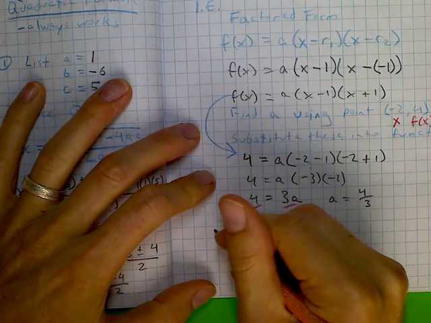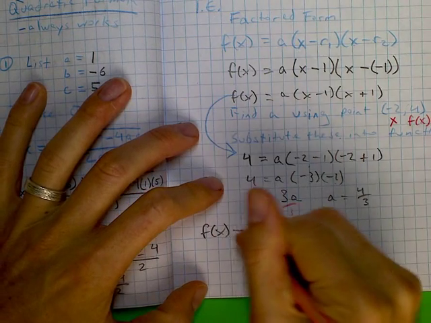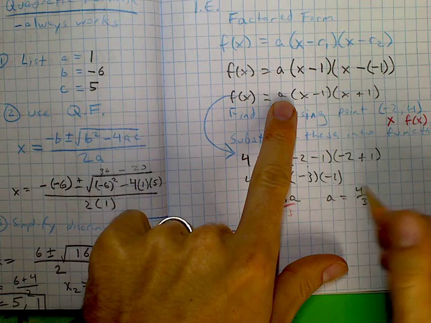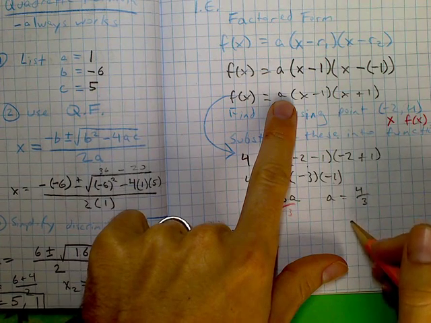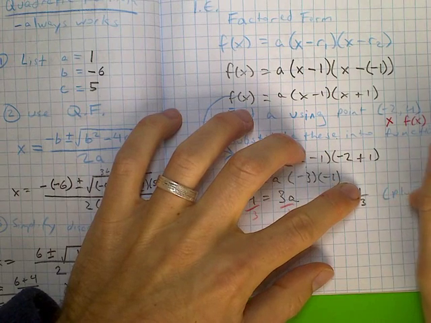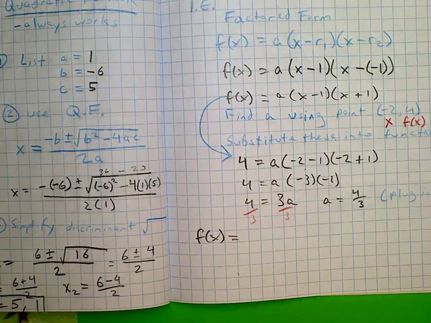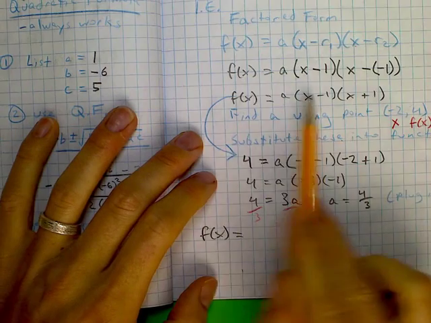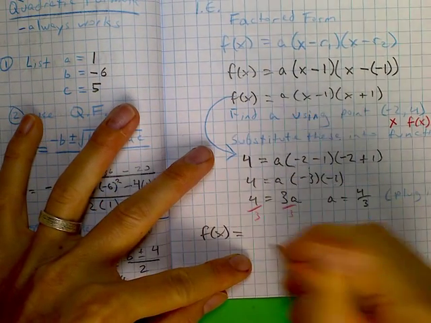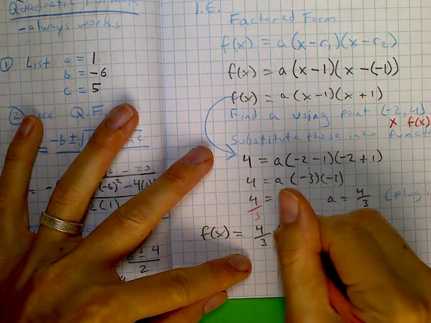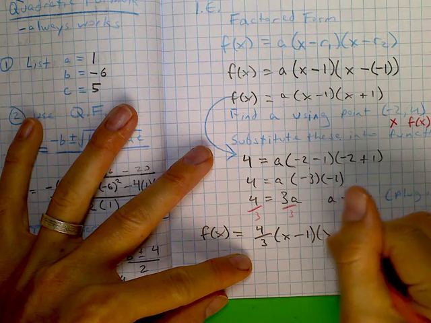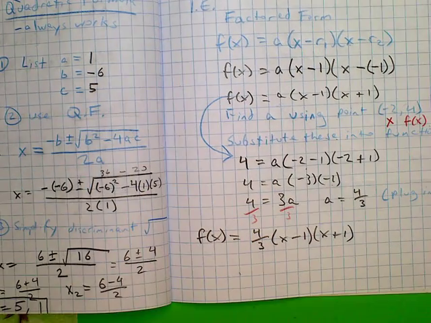So in other words, our function would be, we're going to take this value for a and plug that into the function. So we're going to plug in a now, but we're going to leave x and y as variables. So our function is 4/3 times x minus 1 times x plus 1.